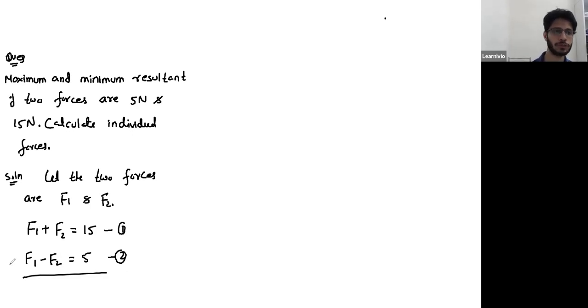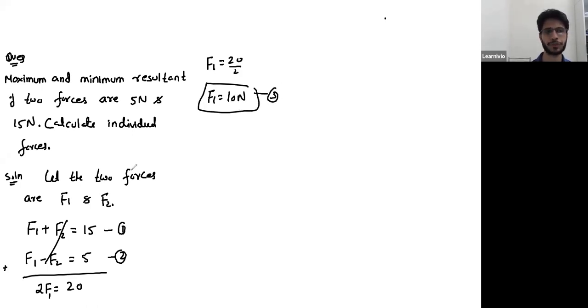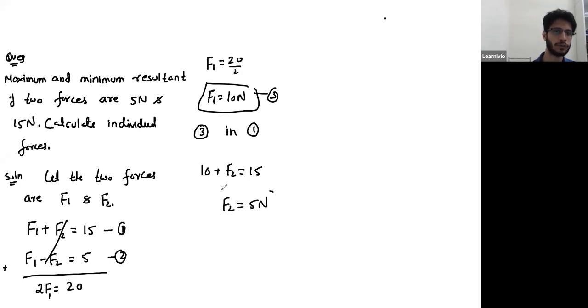If I add these two equations, then plus F2 will cancel minus F2. F1 plus F1 is 2F1, and 15 plus 5 is 20. So F1 is 20 by 2, which is 10 Newton. Once you have F1, you can substitute its value in either of the two equations. Substituting in the first, 10 plus F2 is 15, so F2 is 5 Newton. So F1 is 10 Newton and F2 is 5 Newton.